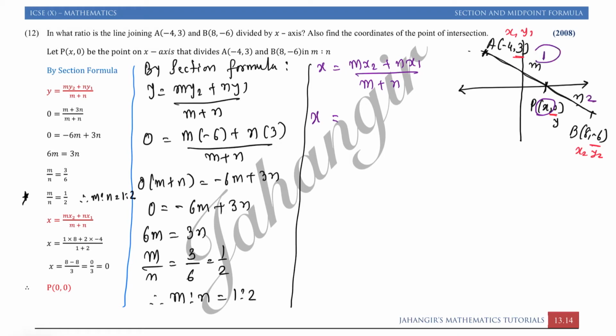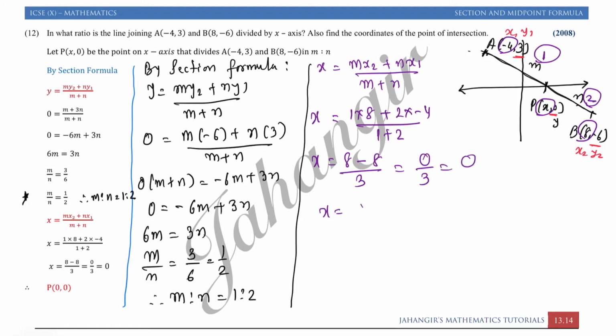The values of m and n we got as 1 and 2. So we can write 1 into 8 plus 2 into minus 4 upon 1 plus 2. So the value of x we will get is 8 minus 8 upon 3, that is 0 by 3, that is 0. So x is 0. So therefore the coordinate of P is 0 comma 0.